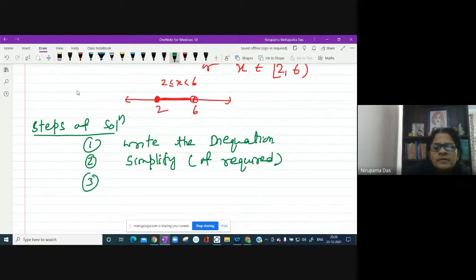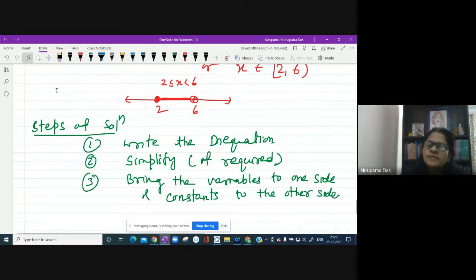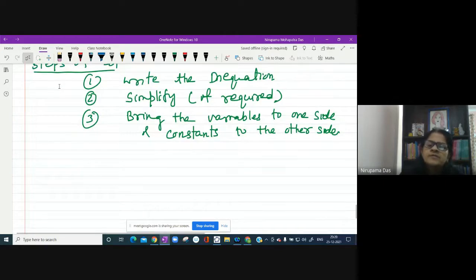Third, bring the variables to one side and constants to the other. Okay, so basically we have to transpose the variables to one side, maybe LHS, and the constants to the other side, meaning RHS, maybe RHS, that you can see.